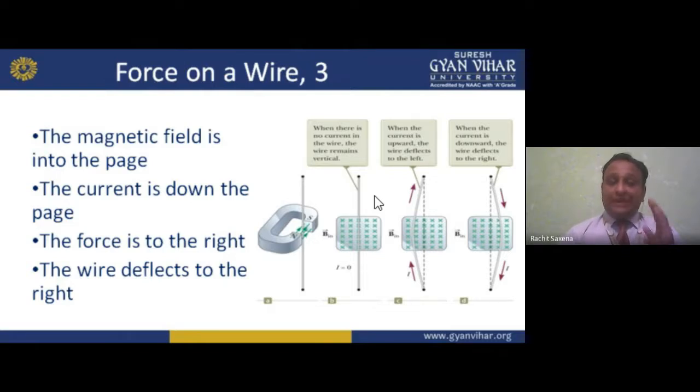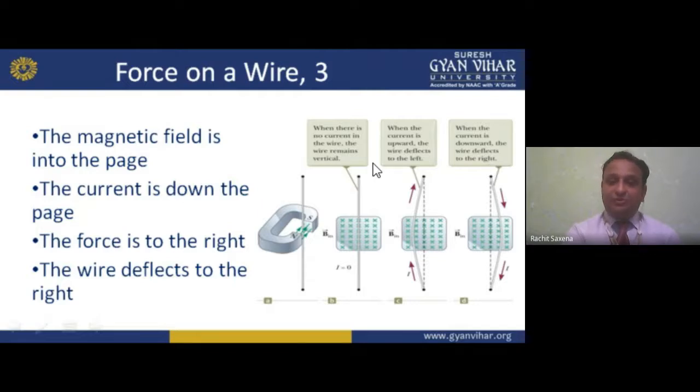The force, that is the electromagnetic force through the current, basically moves that wire to the left-hand side if the current is upward, and if it is downward, then it moves to the right. But I'm considering the magnetic field into the page. So I hope you understand by these diagrams. That very clearly shows you that when the current is upward, the wire deflects to the left. When the current is downward, the wire deflects to the right. So I hope you understand about these things.